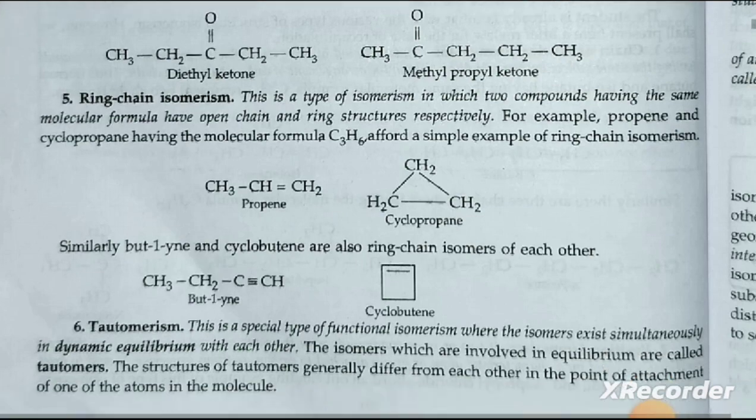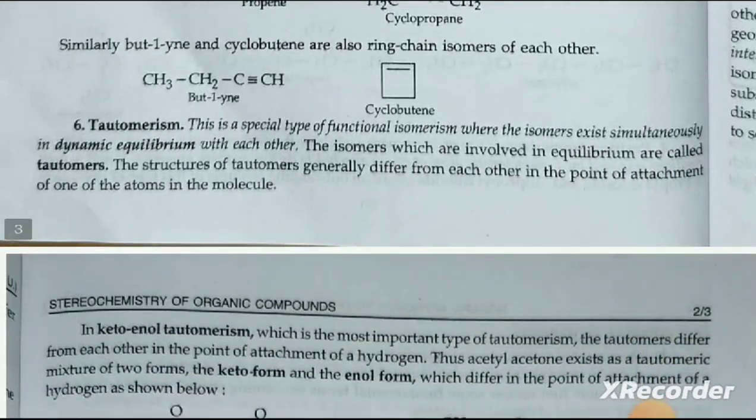Sixth is tautomerism. This is a special type of functional isomerism where the isomers exist simultaneously in dynamic equilibrium with each other. The isomers which are involved in equilibrium are called tautomers. The structures of tautomers generally differ from each other in the point of attachment of one of the atoms in the molecule. In keto-enol tautomerism, which is the most important type of tautomerism, the tautomers differ from each other in the point of attachment of a hydrogen. Thus, acetylacetone exists as a tautomeric mixture of two forms, the keto form and the enol form, which differ in the point of attachment of hydrogen as shown below.